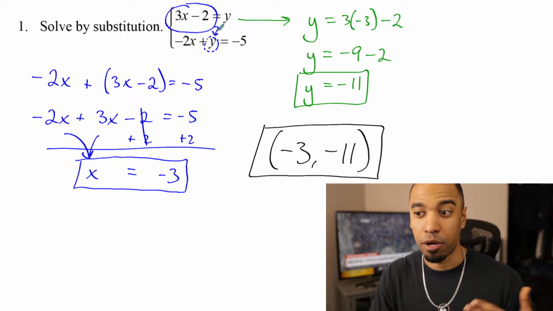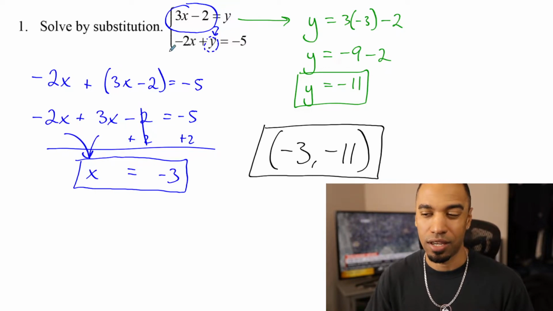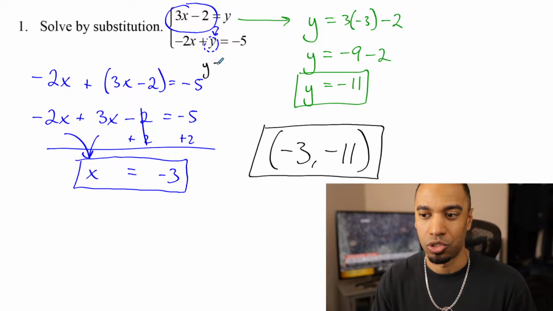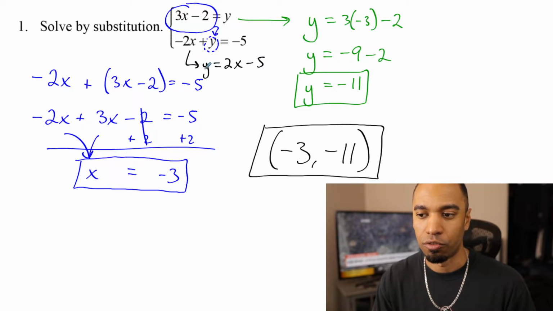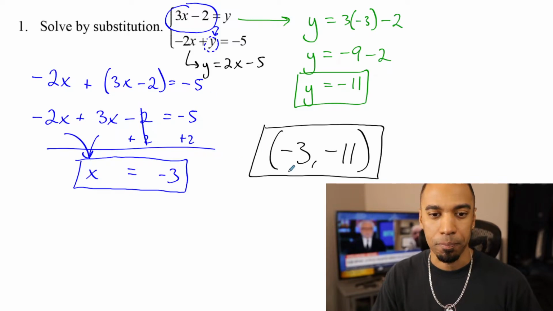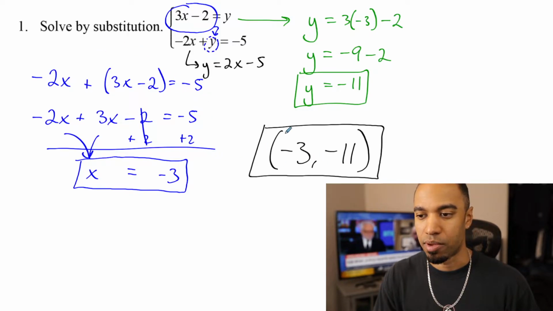In other words, if a variable wasn't isolated, I could isolate it very easily, like this bottom equation. I could have added 2x to both sides, and I get y equals 2x plus 5, or minus 5, excuse me. And that could be a very quick way to go from one to the other. No fractions necessary, if you know what I mean. Negative 3, negative 11, excuse me, is my final answer on that.